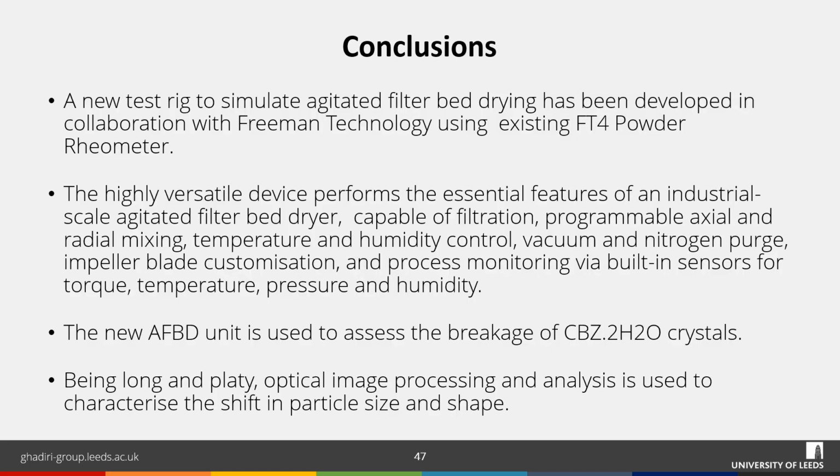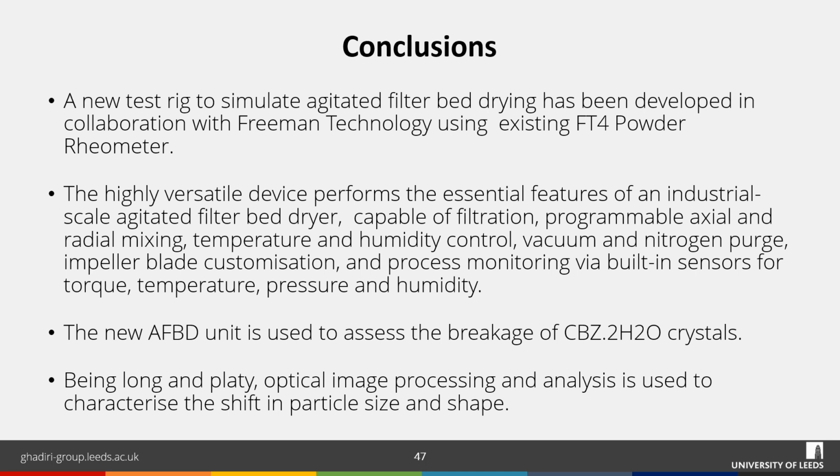In conclusion, a new test rig to simulate agitated filter bed drying has been developed in collaboration with Freeman Technology using the existing FT4 powder rheometer. The highly versatile device performs the essential features of an industrial-scale agitated filter bed dryer, capable of filtration, programmable axial and radial mixing, temperature and humidity control, vacuum and nitrogen purge, impeller blade customization, and process monitoring via built-in sensors for torque measurement, pressure, and humidity.